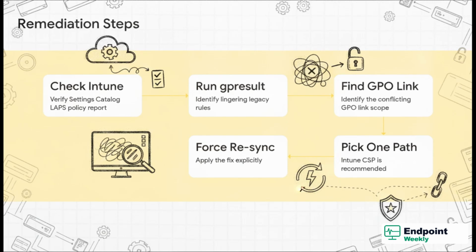Just follow this exact sequence. First, verify your Intune settings catalog status. Second, run gpresult /h on the local endpoint to see what legacy rules are lingering. Third, track down that conflicting group policy link scope in your domain. Fourth, pick one path, and for modern management, Microsoft highly recommends standardizing strictly on the Intune CSP. And fifth, explicitly force a policy resync to apply the fix.